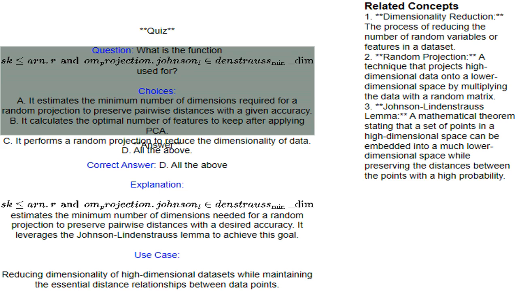B. It calculates the optimal number of features to keep after applying PCA. This statement is incorrect. While both PCA and random projection aim to reduce dimensionality, johnson_lindenstrauss_min_dim is specifically designed for random projections, not for determining the optimal number of features after applying PCA. PCA uses a different approach based on eigenvector decomposition. False.